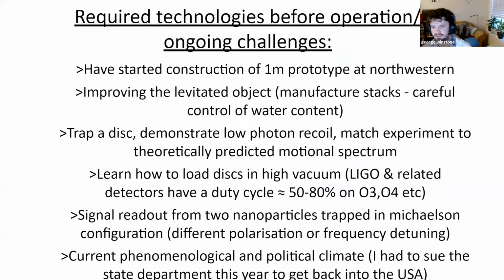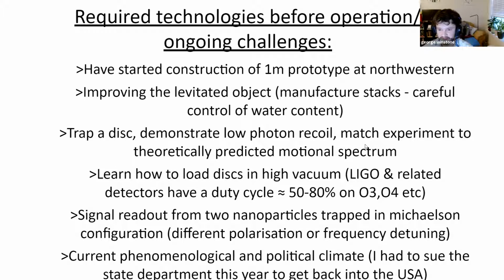Some required challenges before this really goes online. We started building this 1 meter prototype at Northwestern. There's a couple of directions we want to improve the levitated object in. We'd like to build these stacks, and we want to make sure they don't melt because they're pretty big and they're going to get pretty warm. I showed you pictures of disks on clean room towels, and I've shown you pictures of spheres in the optical trap. That's because we haven't quite got a disk into the optical trap yet. We are working very hard on making that the case.